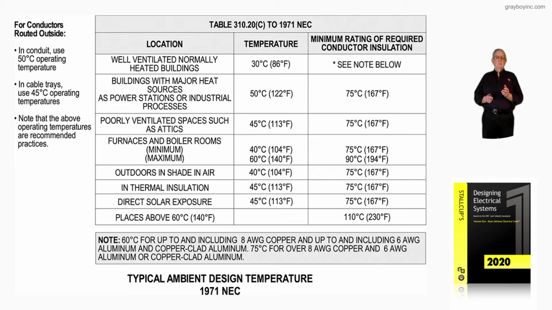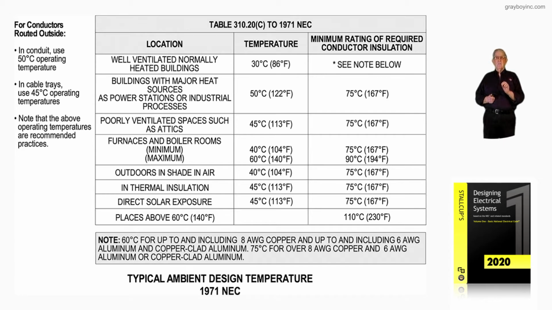And then we listed buildings with major heat sources as power stations or industrial processes. And we said start off with a 50 degrees C, 122 degrees Fahrenheit. That's where we would start to design the circuit. And notice it's 75 degrees C, 167 degrees Fahrenheit. But now notice the very top location that we just discussed about well-ventilated, normally heated buildings.